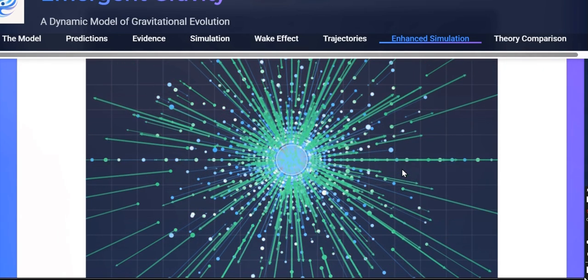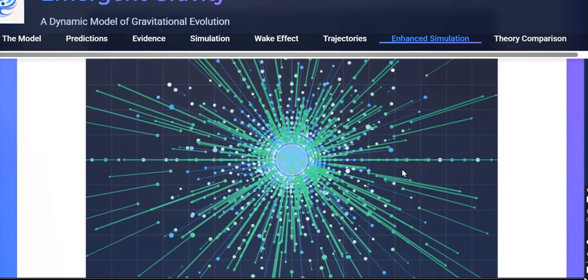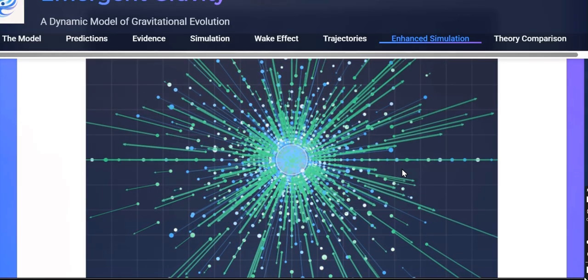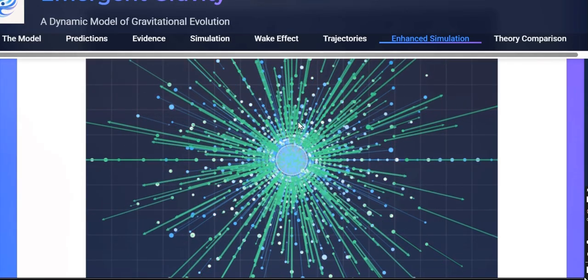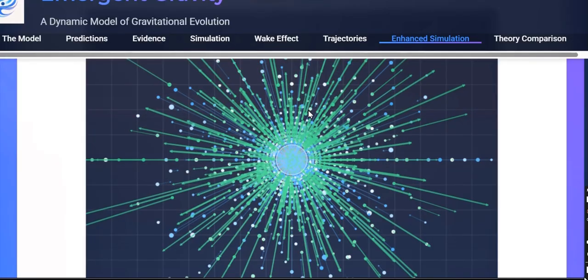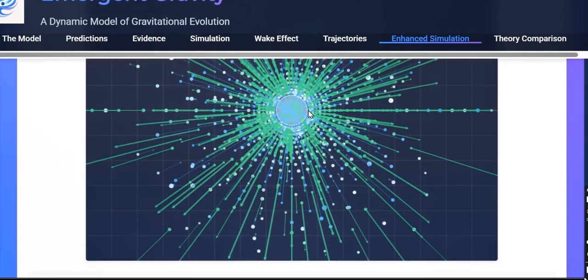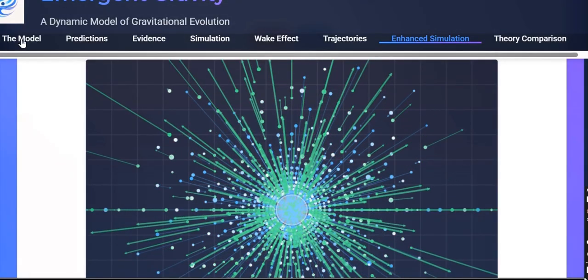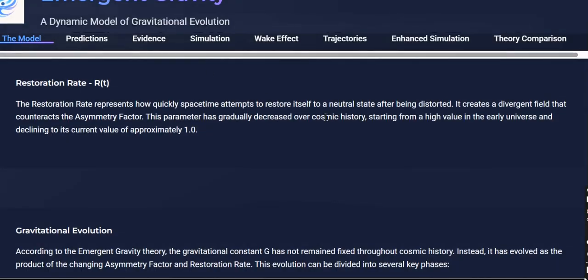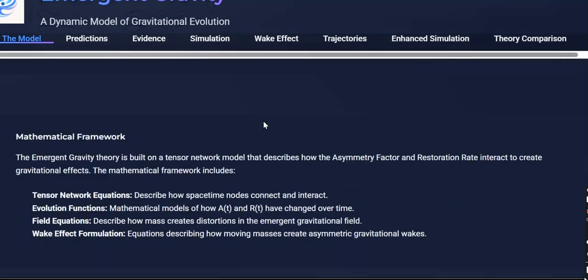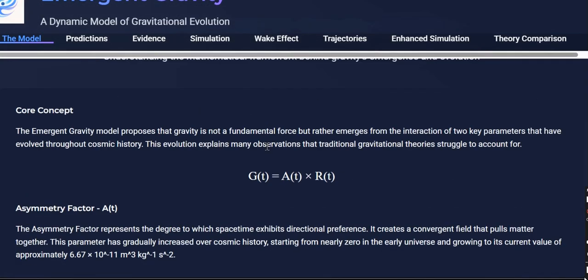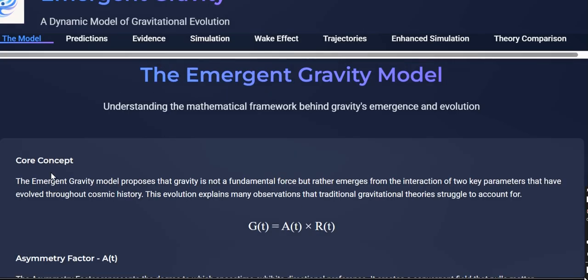In conventional physics, we'd say spacetime is more curved near massive objects. In emergent gravity, we interpret this as information becoming more densely entangled near mass. The strength of gravity in this model is determined by the product of our two parameters, G = AR. When the asymmetry factor and restoration rate interact, they create what we experience as gravitational force.